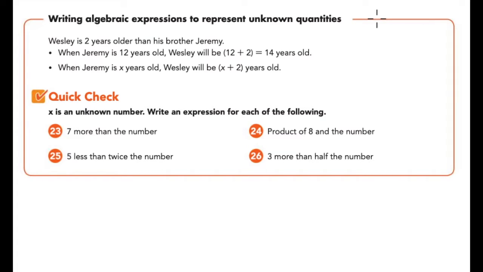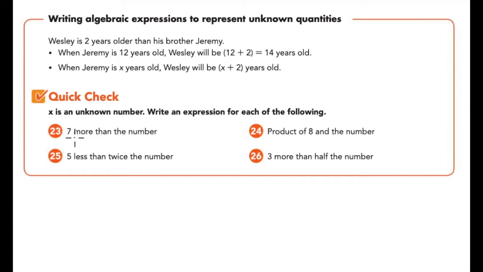The last part of our recall to prior knowledge review is writing algebraic expressions to represent unknown quantities. So we're just going to focus on the quick check here. And what we know is that x is the unknown number we're going to be using, and we want to write an expression for each of the following.